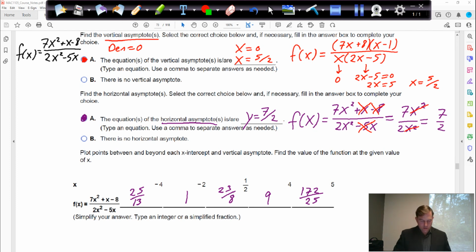Okay, so let's plug these in. Actually, let me get the decimal equivalents of these. The decimal equivalents, just to help us graph it, you won't want to type these into your homework. You want to use the simplified fractions. But just to help us graph it, this is 1.92, just shy of 2. 23 over 8 is 2.88, just shy of 3. And 172 divided by 25 is 6.88, so close to 7.